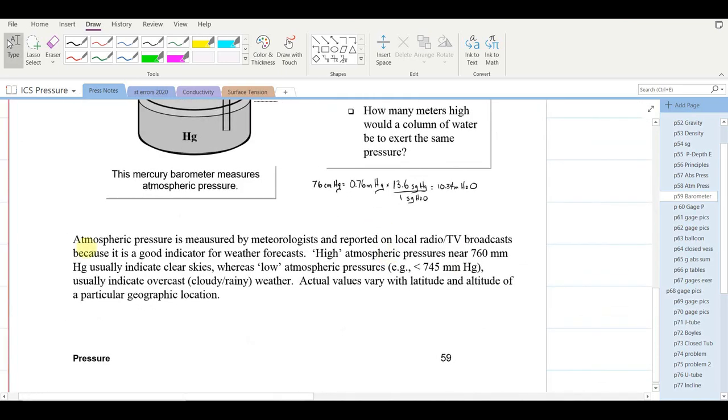Atmospheric pressure is measured by meteorologists and reported on local TV and radio broadcasts because it's a good indicator of weather forecasts. High atmospheric pressure near 760 mercury usually indicates clear skies, whereas low atmospheric pressure, say less than 745 millimeters of mercury, usually indicates overcast, cloudy, or rainy weather. And of course, actual values will vary with the latitude and the altitude of a particular geographic location.